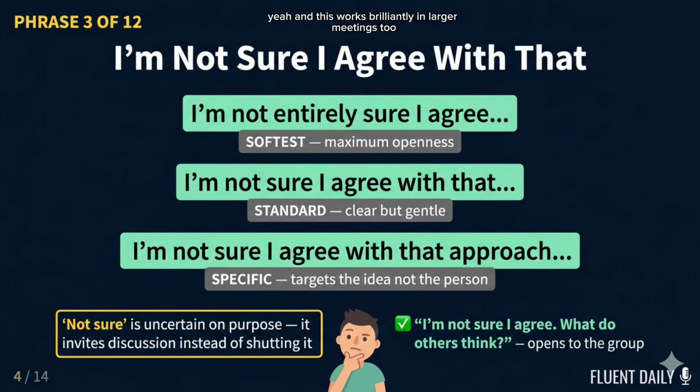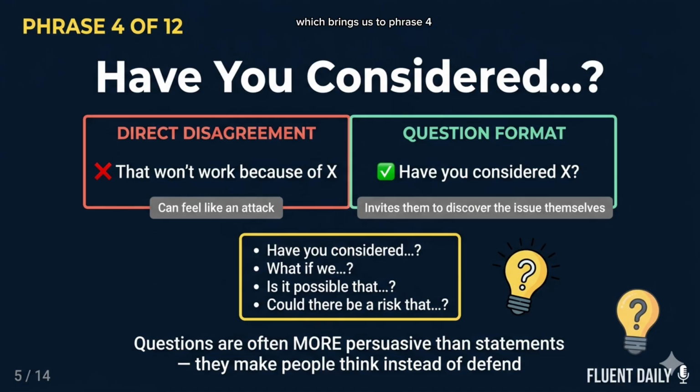Yeah, and this works brilliantly in larger meetings, too. Like, you can look around the table and say, I'm not sure I agree with that. What do others think? Oh, that's clever. It is. You are distributing the tension. Instead of a one-on-one battle of ideas, it becomes a group puzzle to solve. Which brings us to phrase 4, which operates on that exact same puzzle-solving psychology.